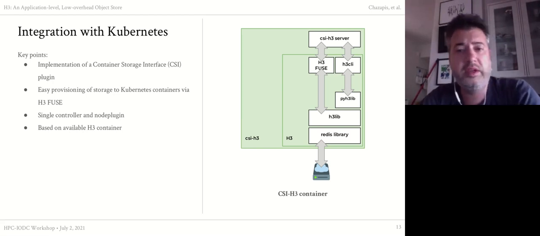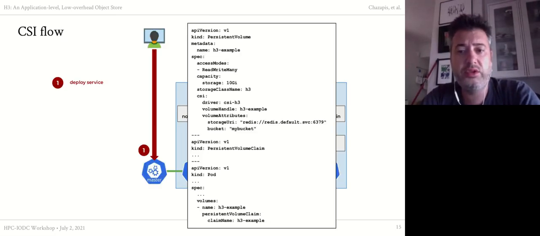So for integration with Kubernetes and Docker, but we mostly care about Kubernetes, we implement a standardized CSI plugin where both the controller and the node plugin are integrated into one binary and packaged up into one container. CSI stands for Container Storage Interface, and it's a standard, let's say, protocol for managing volumes in Docker and Kubernetes. I have some slides now showing how this works.